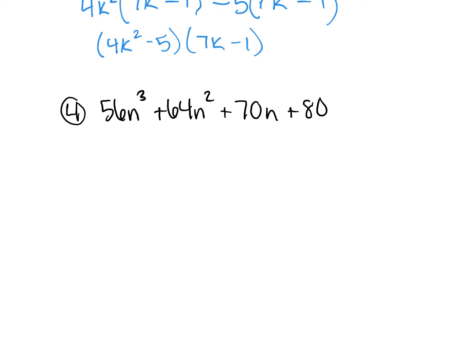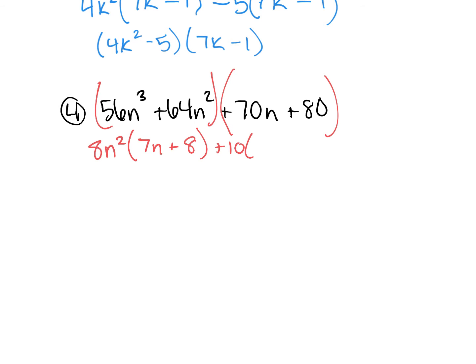Moving on to number 4 here in our factoring by grouping section. So, two groups, 56 and 64 are both divisible by 8. You can take out the n squared then, leaving me with 7n plus 8. Here I can take out a 10, leaving me with 7n plus 8. So then 8n squared plus 10 becomes my first set, and 7n plus 8 becomes my second set.